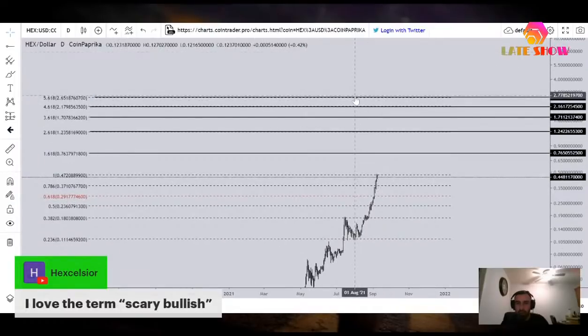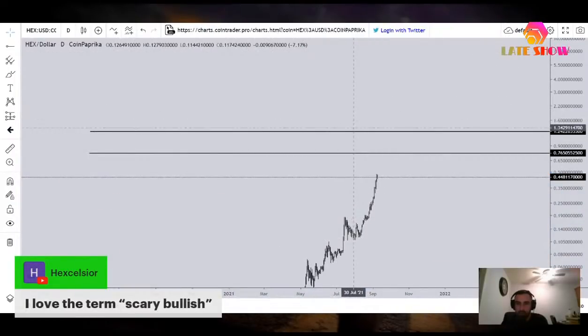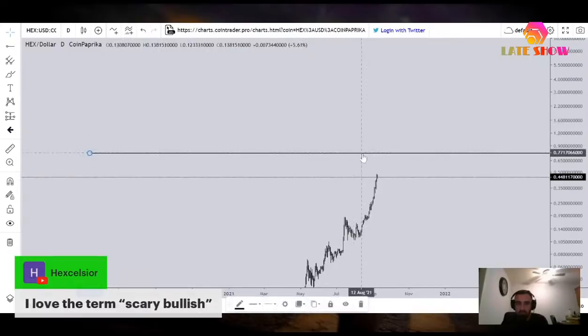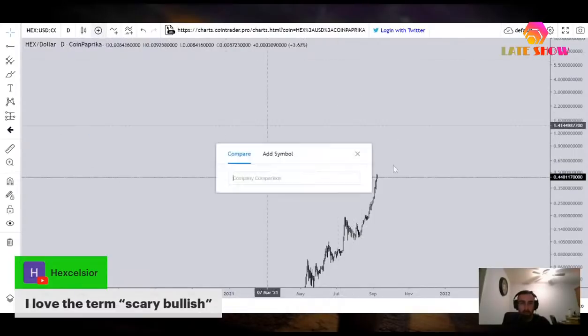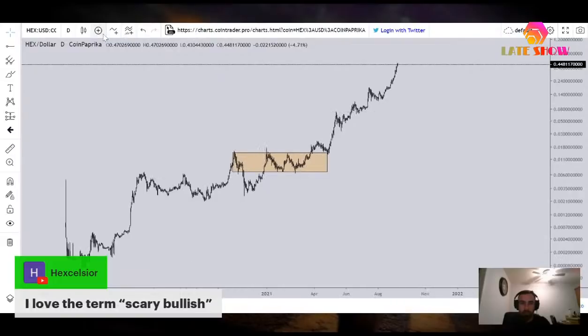But that's not the reason why I pulled up this chart. That's one, since it was there, I figured I'd show you some scary bullish stuff. Let's compare Hex to all these other big coins.